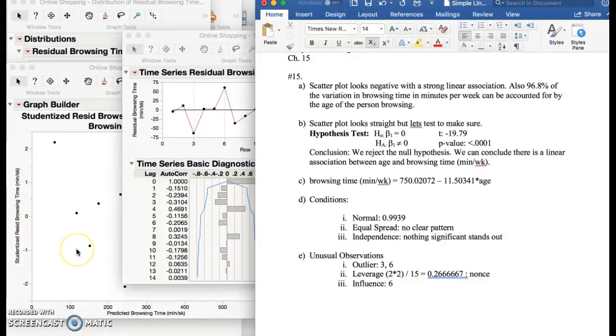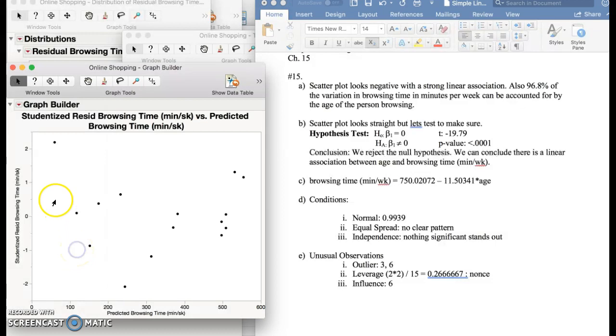So we go back to that graph we looked at for equal spread, and we say anything above 2, which is going to be this value 6, is an outlier, and anything below negative 2 is also an outlier, which is observation number 3.